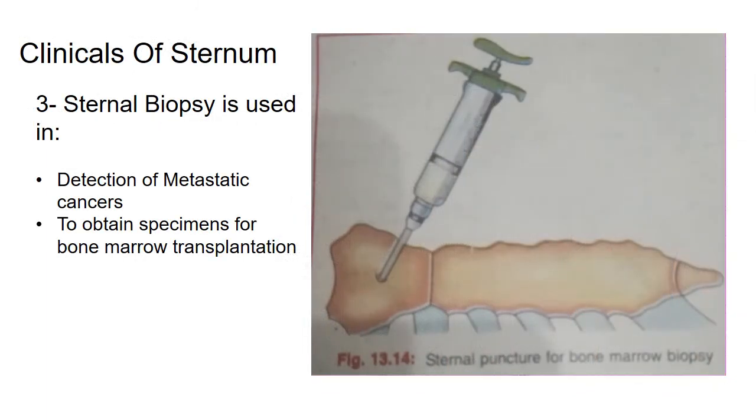Another important fact about sternum is that the sternal body is used for bone marrow needle biopsy because of its easy access, as it is subcutaneous in location, so it can be easily accessed and a bone marrow sample can be taken. The needle first pierces the thin cortical bone, as you can see in the image, and then enters the vascular spongy bone. Sternal biopsy is commonly used to obtain specimens for bone marrow transplantation and for detection of blood cancers.